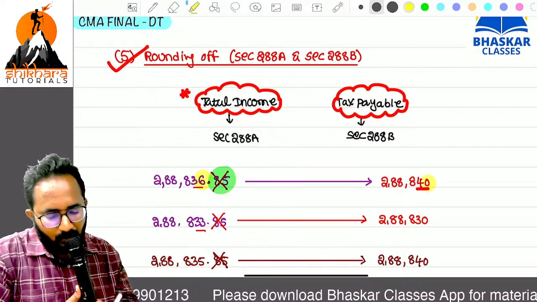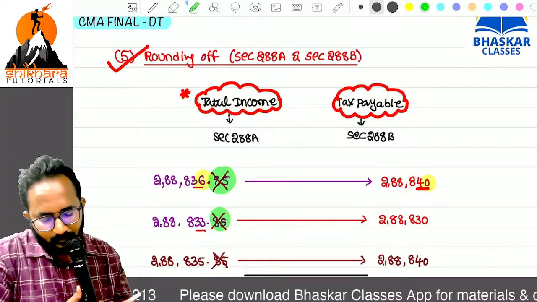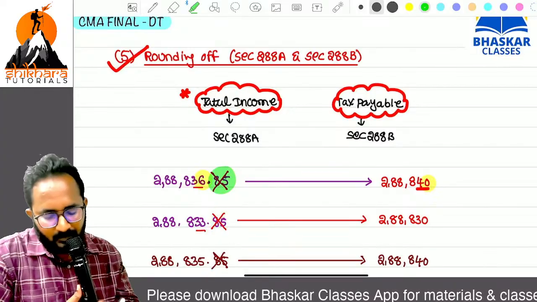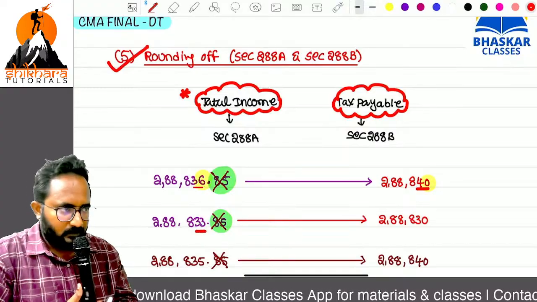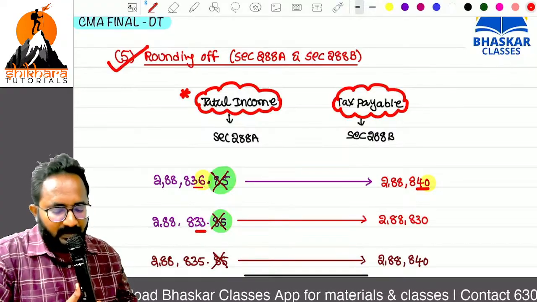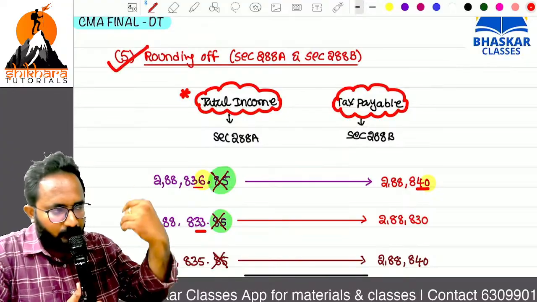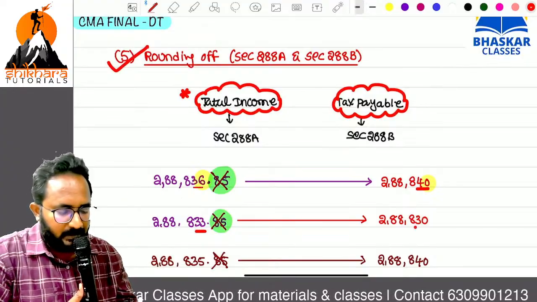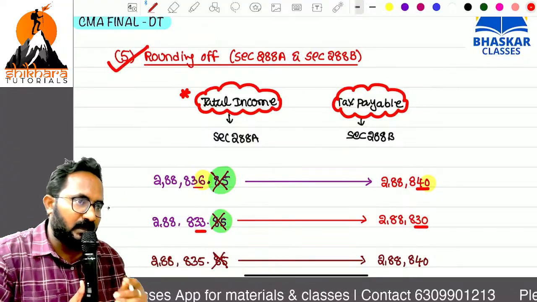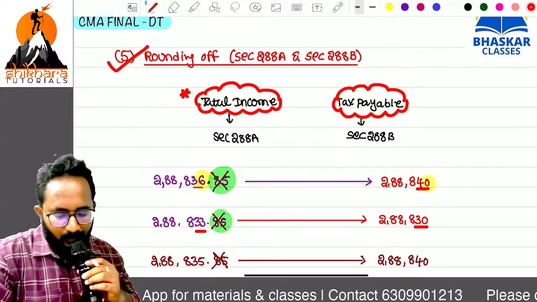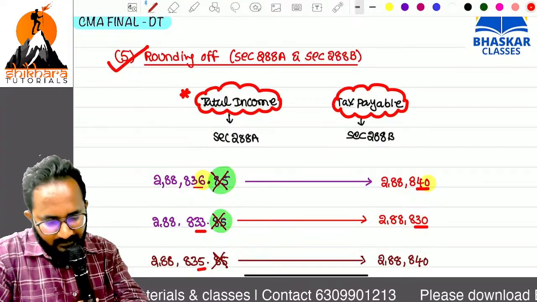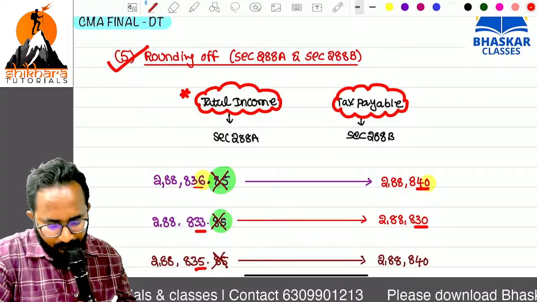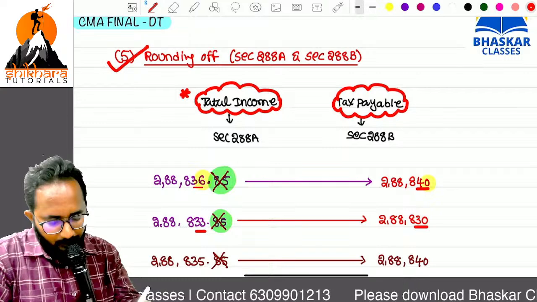Second, ignore paisa. And next, the last digit is 3. That means it is rounded off to 830 or 840? 830. That's why it is rounded off to the nearest multiple of 10. But in your exam, they will give you 5 in the last digit. The paisa you can ignore directly.